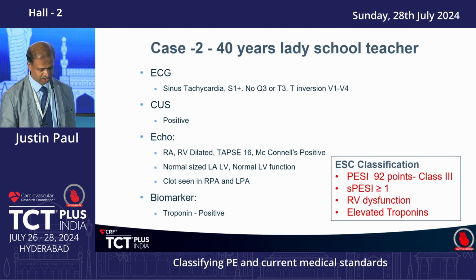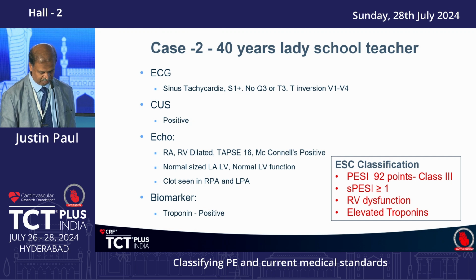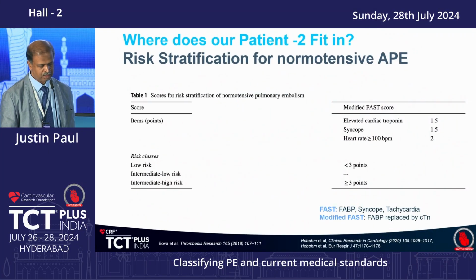ECG showed sinus tachycardia, CUS was positive, TAPSE was 16, McConnell's positive, normal-sized LV, but clot seen in RPA, troponin positive. Should we do a CTPA? That is a discussion for another time. But her PESI classification is class 3, sPESI is more than or equal to 1, RV dysfunction, troponin is elevated. What risk stratification does she belong to? Now, she's a normotensive pulmonary embolism.